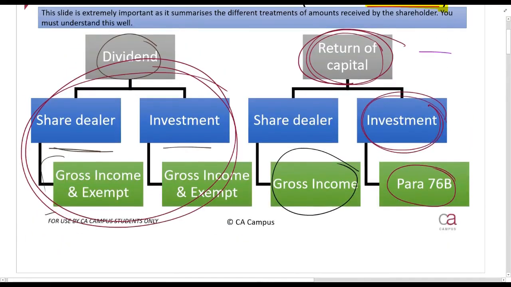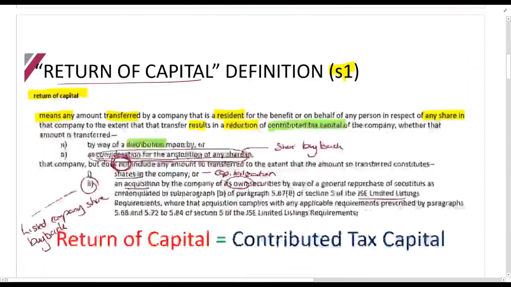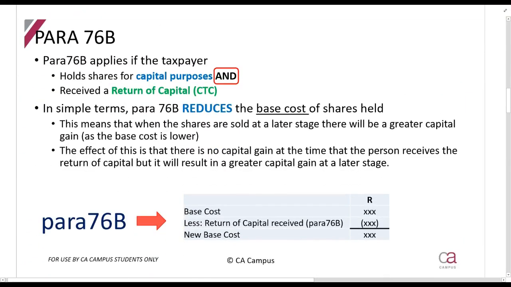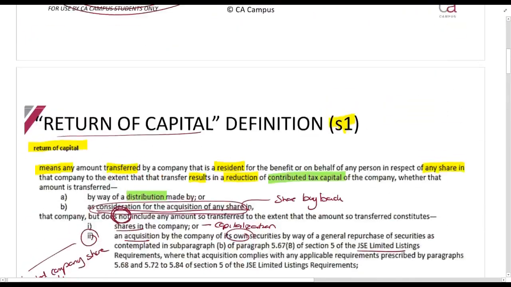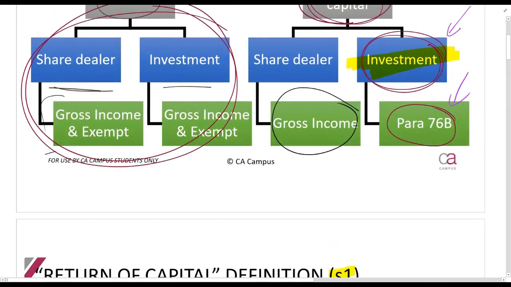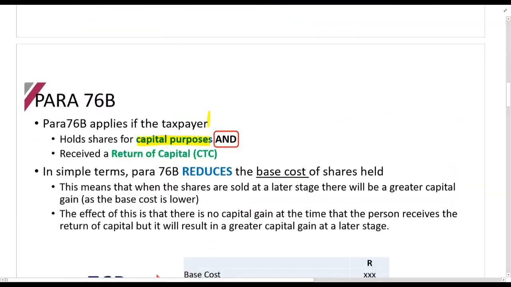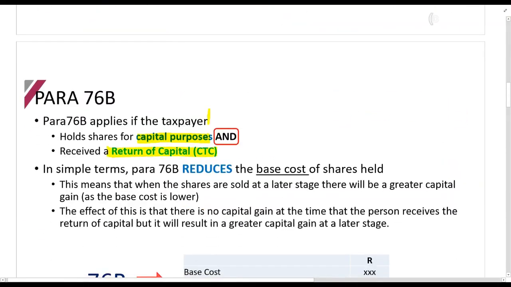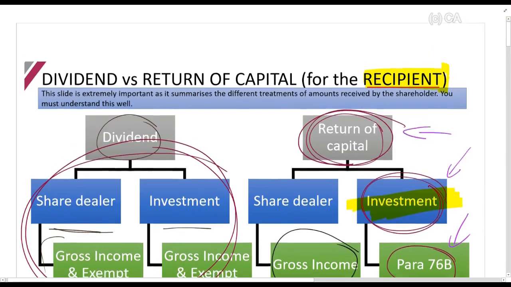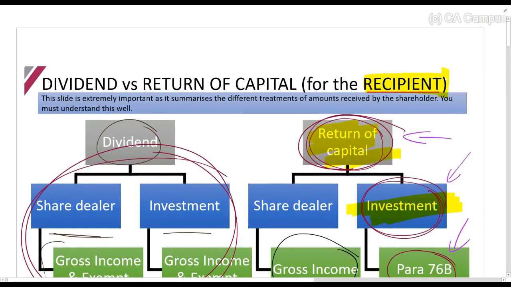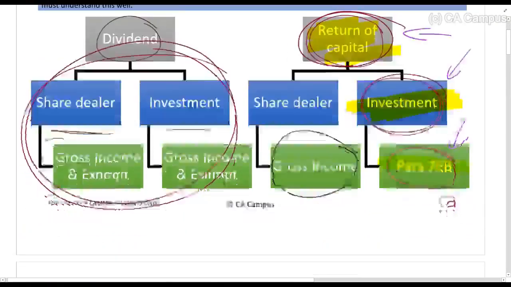We were saying if you receive a return of capital as an investor, we have to apply paragraph 76B. So what does paragraph 76B tell us to do? Paragraph 76B applies then if you hold the shares for capital purposes. So I'm just going to take you back. This is why it's capital purposes, it's an investment, and you receive a return of capital. Okay, so that's why we're looking at paragraph 76B.